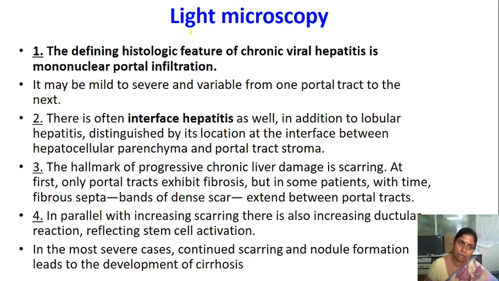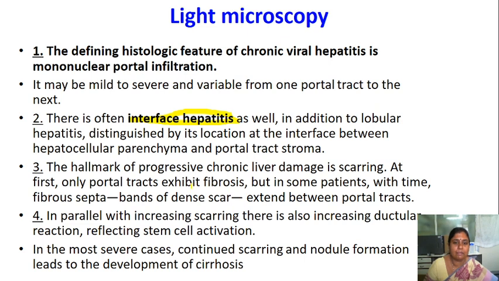Now, how does it look on microscopy? The chronic viral hepatitis has a mononuclear portal infiltration. If you keenly observe, the inflammation is only at the portal tracts. The parenchyma is not involved in your chronic hepatitis. If at all it is involved, it is only the interface hepatitis. That is only the limiting plate and the hepatocytes which are around your portal tracts are getting involved.